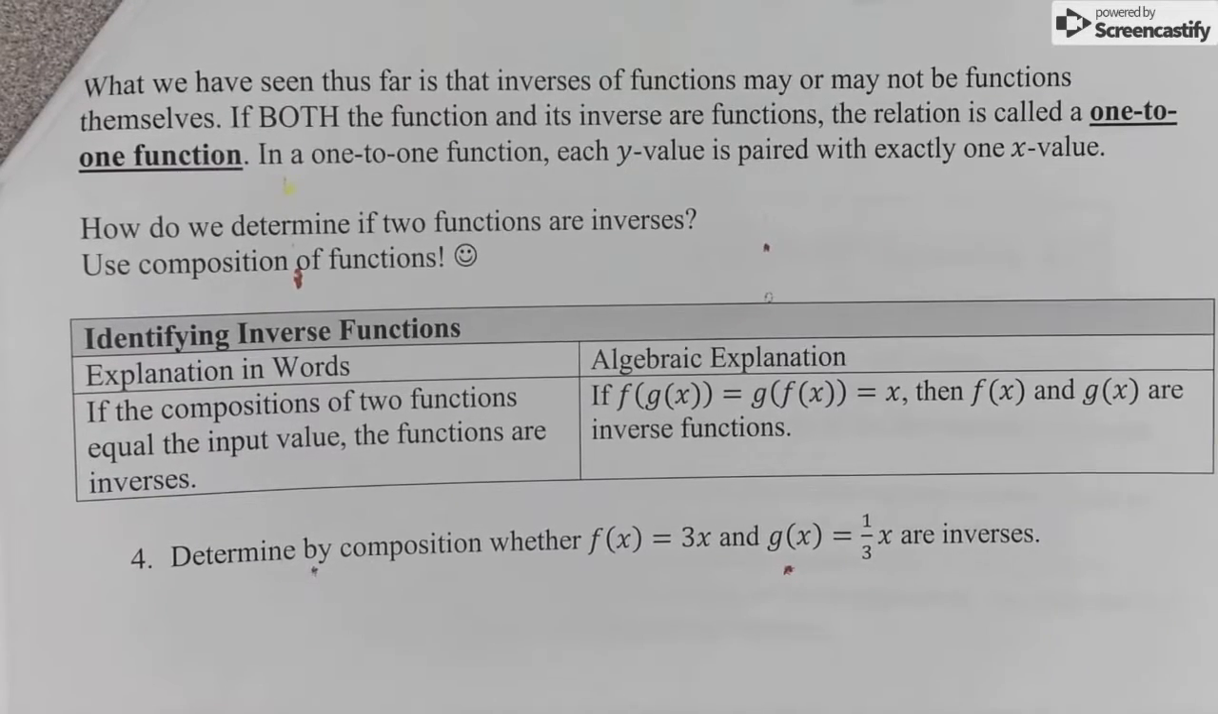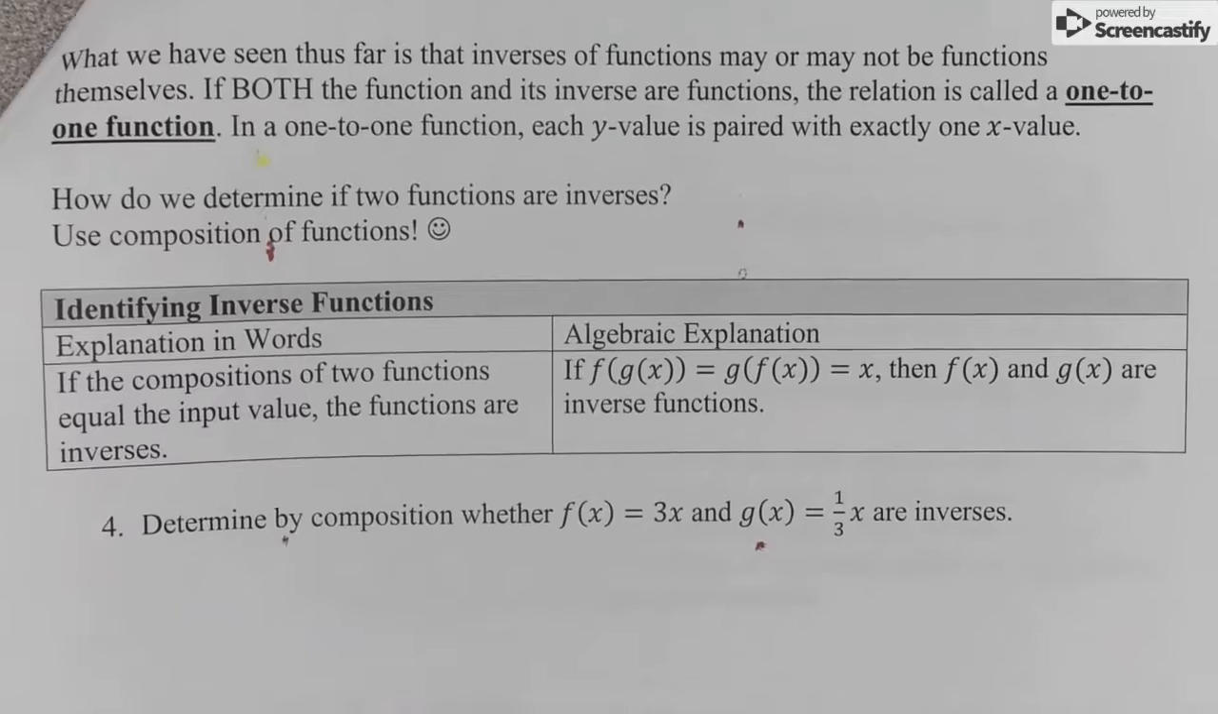So y equals x would be a one-to-one function, because it would pass both the horizontal line test and the vertical line test. So it would be one-to-one.